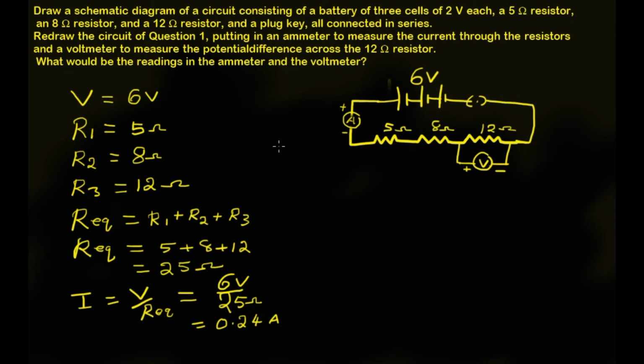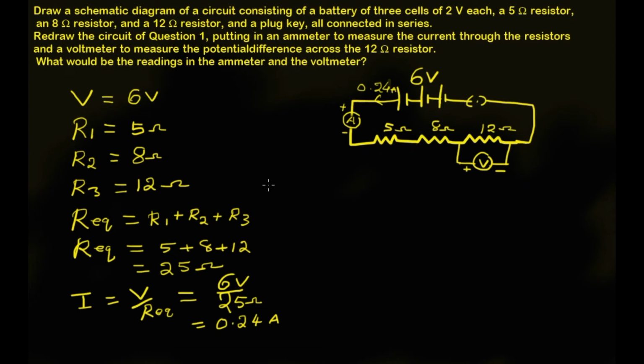In the second bit, that is to find the ammeter reading. So here the ammeter reading is 0.24 ampere. The same current will be flowing through all the resistors 5 ohm, 8 ohm, 12 ohm. So you know that in a series circuit current will be the same, because there is only one path for electricity to flow. The same current 0.24 ampere is flowing through all the resistors.